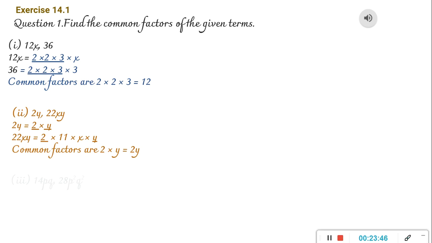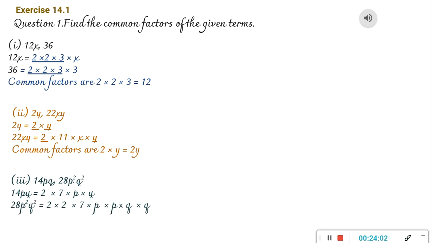Clear? Third one, 14pq and 28p square q square. 14pq is equal to 2 into 7 into p into q. 28p square q square is 2 into 2 into 7 into p square, meaning p into p, and q square, meaning q into q. So what is common here? 2 into 7 into p into q is common in both. So what is the common factor? 2 sevens are 14, p into q, pq. So 14pq is the common factor of 14pq and 28p square q square. Right? Now the fourth one.